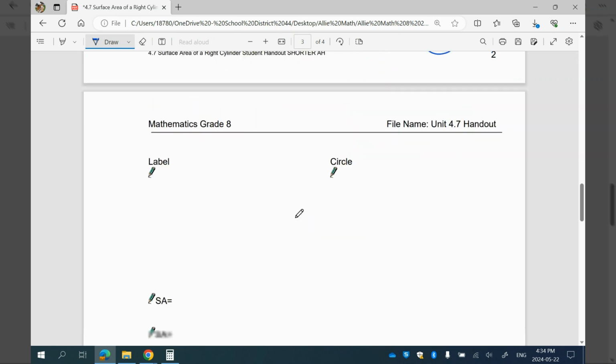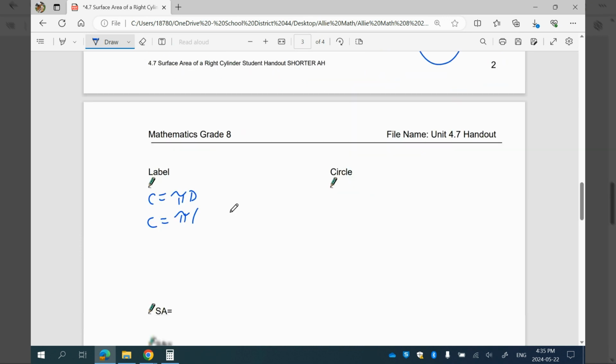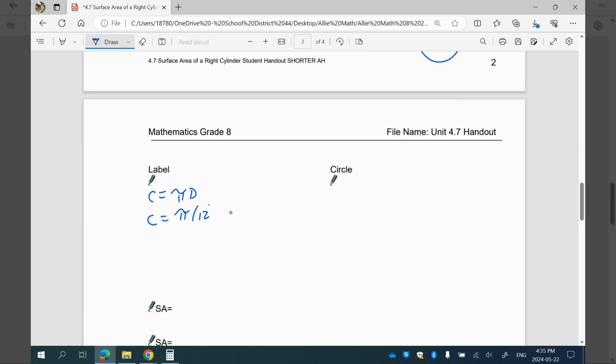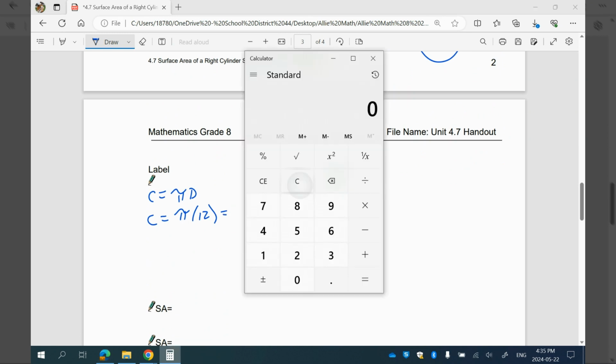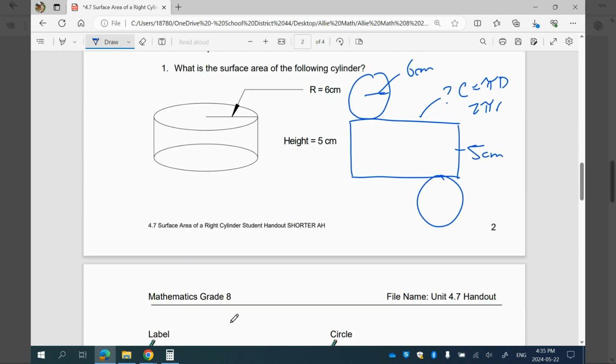So for the label, first let's find the circumference. Circumference equals pi times diameter. Our radius is 6, so that means the diameter is 12. That equals 3.14 times 12, which equals 37.68. So now we've solved this mystery right here. We know this is 37.68 centimeters.